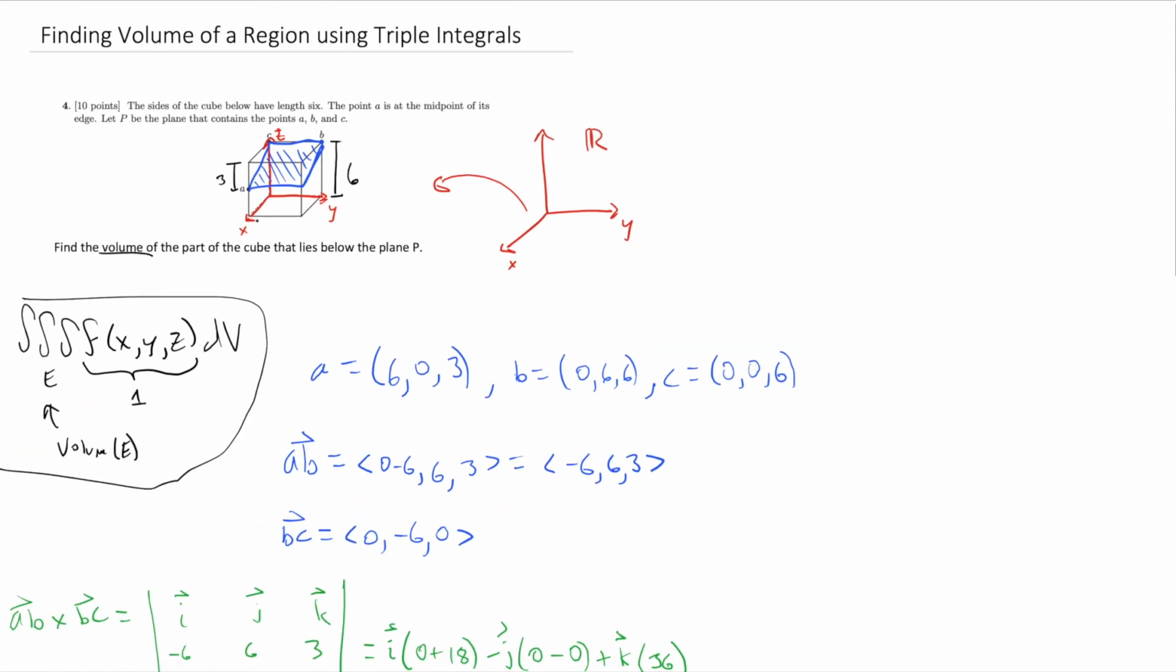Let's go ahead and establish what that is. Okay, so what is the minimum value of z? Well, we know we want to find the volume that lies inside this cube and under this plane. So sort of this space right here.